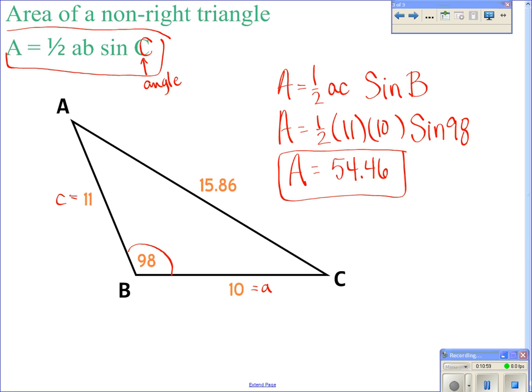Questions on the 2 formulas we learned today? Someone had a great question earlier in a different class and asked if we could use the law of sines on a right triangle, and yes, you can. For right triangles, it's a little bit faster to just use SOHCAHTOA instead of using law of sines, but it does work on right triangles. All right.